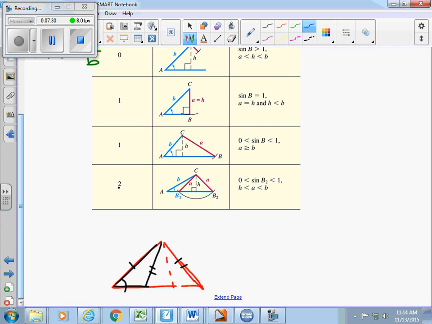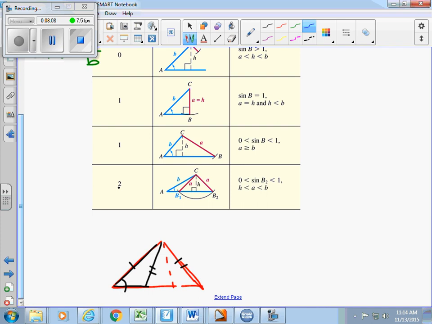Or sorry, bigger than B. Bigger than side B. If side A is bigger than side B, I have a triangle. It's bigger than both H and B. The weird case, the very strange case, the one that's going to cause us the most fits, is the last one, where there are two possible triangles.